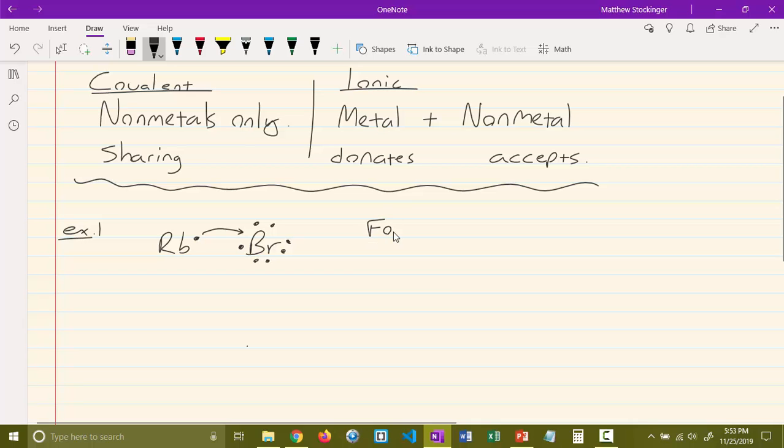Here is the new stuff. The formula. You've got one rubidium atom and one bromine atom. Formula is RbBr in that order. Have to use a capital R, capital B. The second letter here has to be a lowercase b, and the second letter there has to be a lowercase r. Has to be like that.